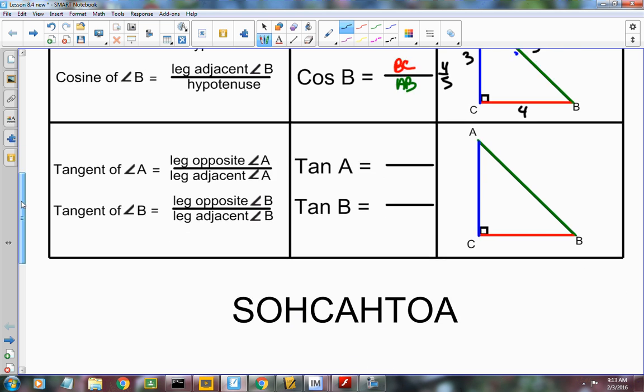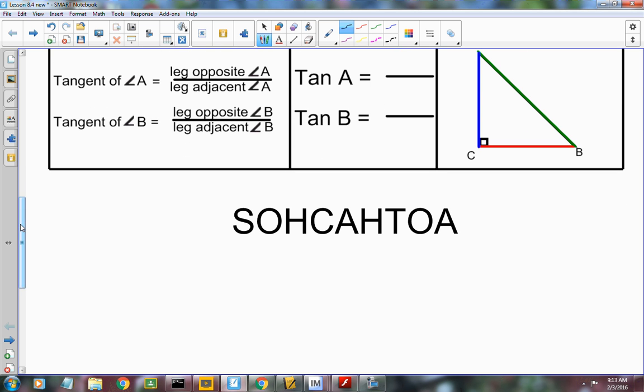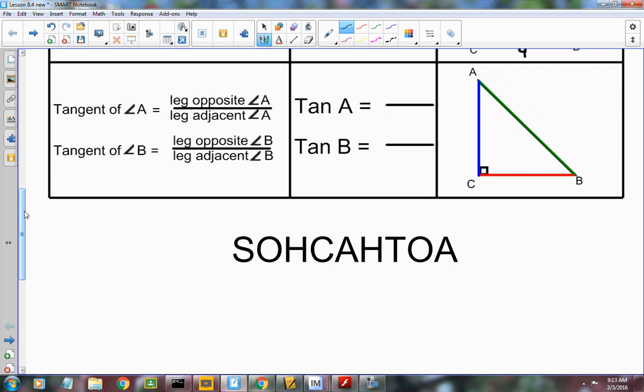Then the third trigonometric ratio is tangent. And when you talk about tangent, it is the leg opposite the angle over the leg adjacent to that angle. So opposite over adjacent. So it's opposite, which would be this, over adjacent. So my opposite is BC over the adjacent, which is AC. Or if you looked at the tangent of B, its opposite is AC over its adjacent, which is BC.